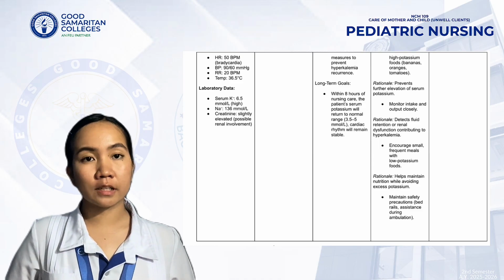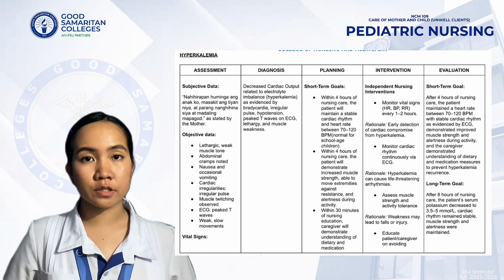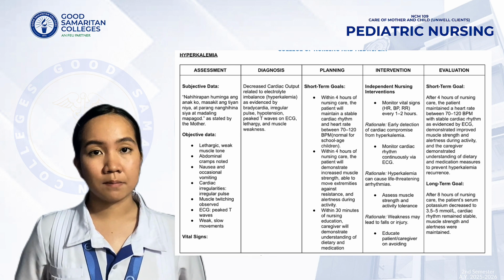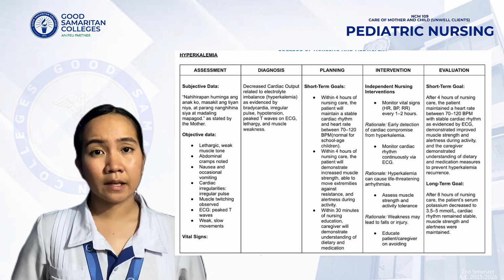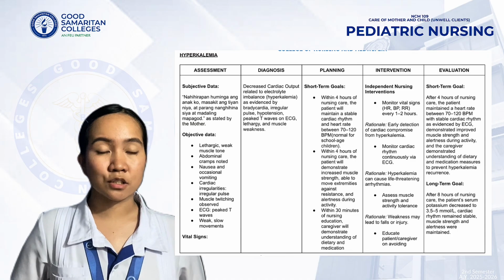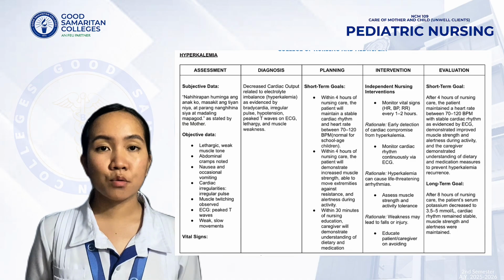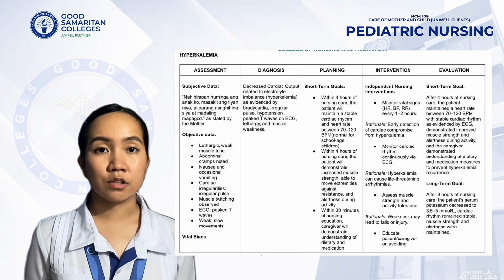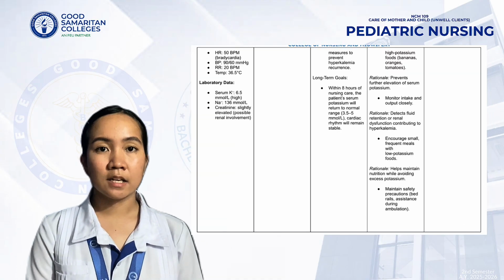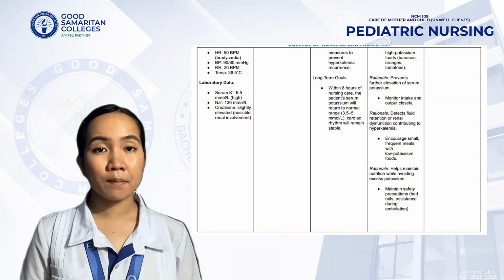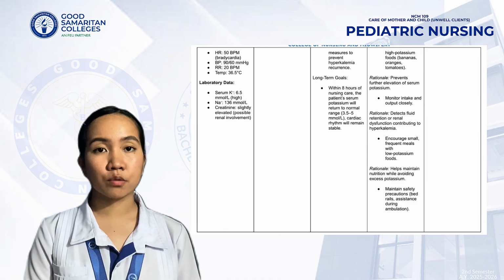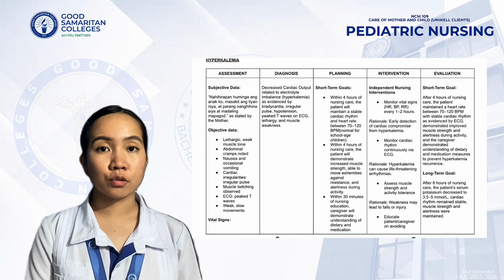So now let's move on to interventions. For independent nursing interventions, we're going to monitor vital signs every 1 to 2 hours for early detection of cardiac problems. Monitor cardiac rhythm through ECG dahil pwede pong mag-cause ng arrhythmia ang hyperkalemia. And i-assess po natin ang muscle strength and activity tolerance ng bata para maiwasan ang injury. And also i-educate natin yung caregiver to avoid high potassium foods tulad po ng saging, oranges at kamatis. So monitor intake and output para makita kung may kidney problem po ang bata. Encourage a low potassium diet with small frequent meals to maintain nutrition safely.